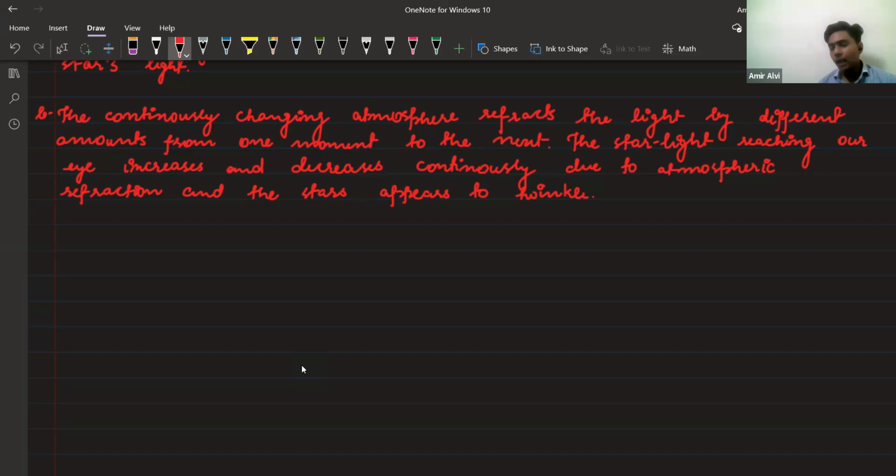But planets do not twinkle at all, because they do not have their own light, so the intensity of the light is very small. The second reason is that they are very close to Earth, so the light coming from them does not refract that much to produce the twinkling effect. Clear? Everyone, is this clear?